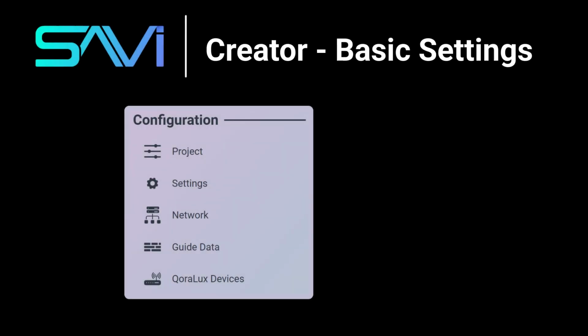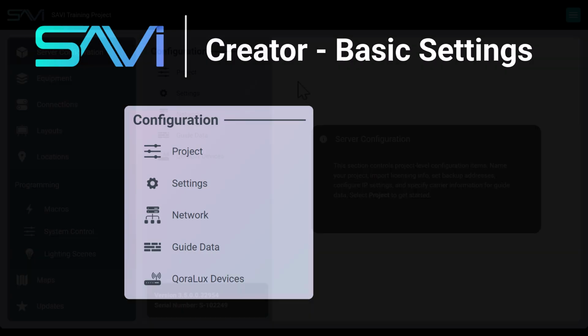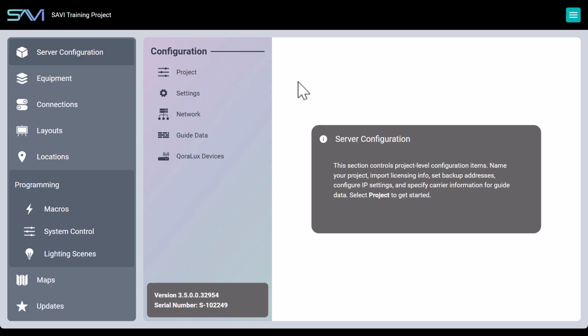This video will cover the basic settings within the server configuration section of Creator. The SAVI version shown is 3.5. Within the server configuration tab, there are 5 sub-tabs. The first is Project Settings.